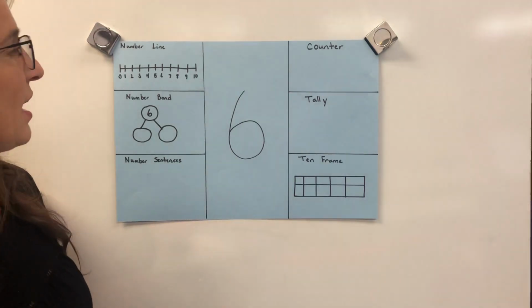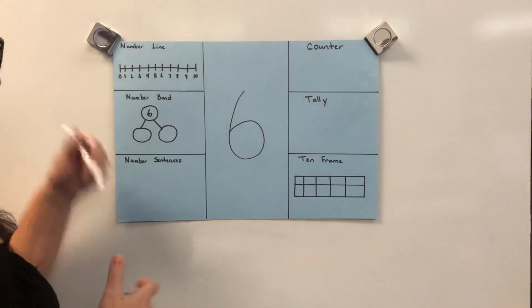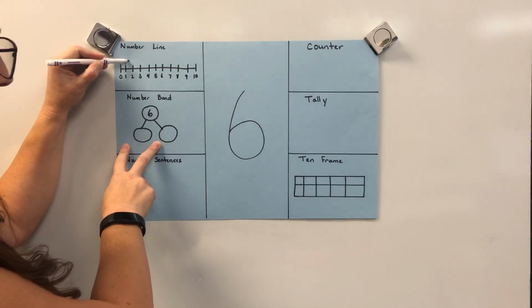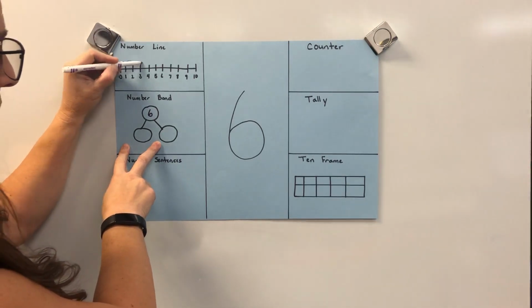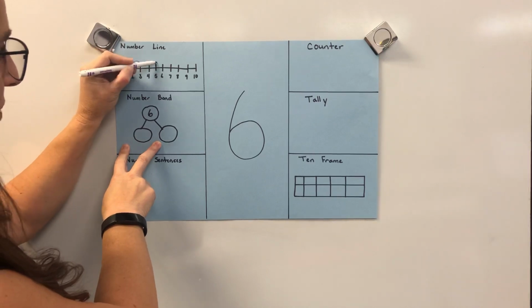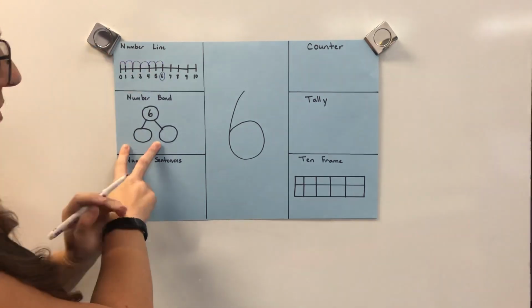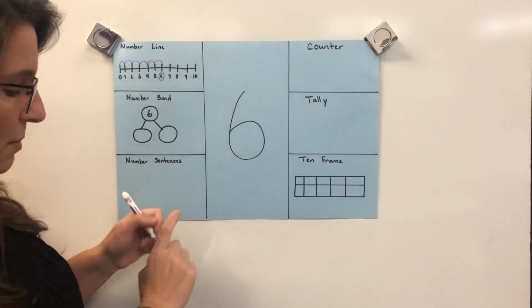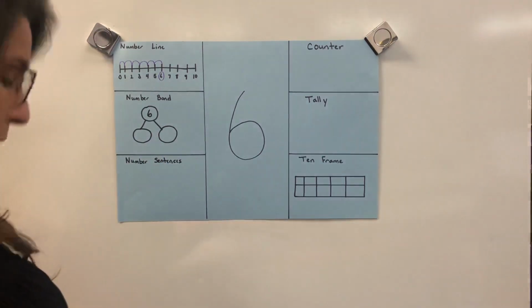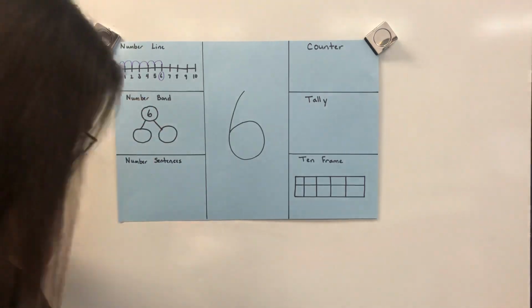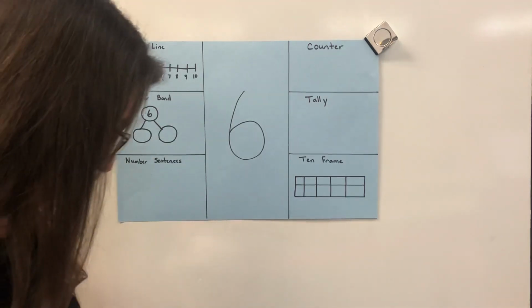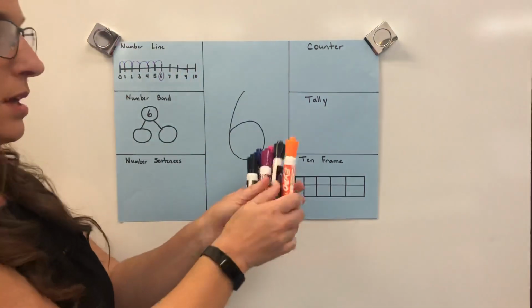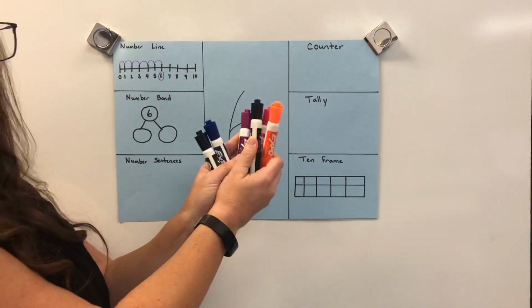Okay. And on the number line, this is what 6 looks like on a number line. Start at 0 and you go 1, 2, 3, 4, 5, 6. There's the number 6 right there. On a number bond. Okay, so let's talk about this for a minute. How can we make 6? I'm going to get 6 markers. 1, 2, 3, 4, 5, 6. Okay, I counted them. There's 6 markers here.